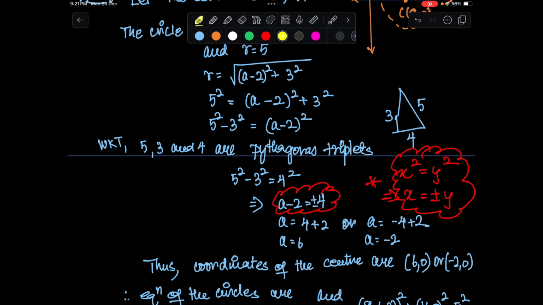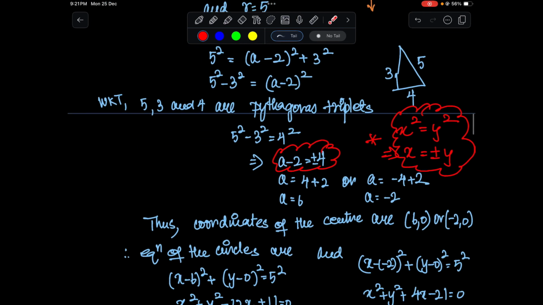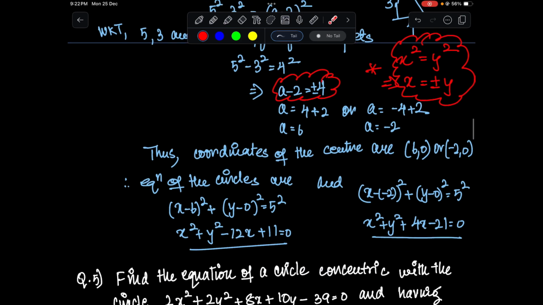So, this is the thing I would like you to remember over here, that if x square is equal to y square, then x is equal to plus or minus y. And if you do not want to use this logic, you can just expand the (a minus 2) whole square formula. You will get a quadratic equation. From there anyway you will get 2 roots, which are plus and minus 4. Now, with plus 4 you will get the value of a as 6, and with minus 4 you will get the value as minus 2.